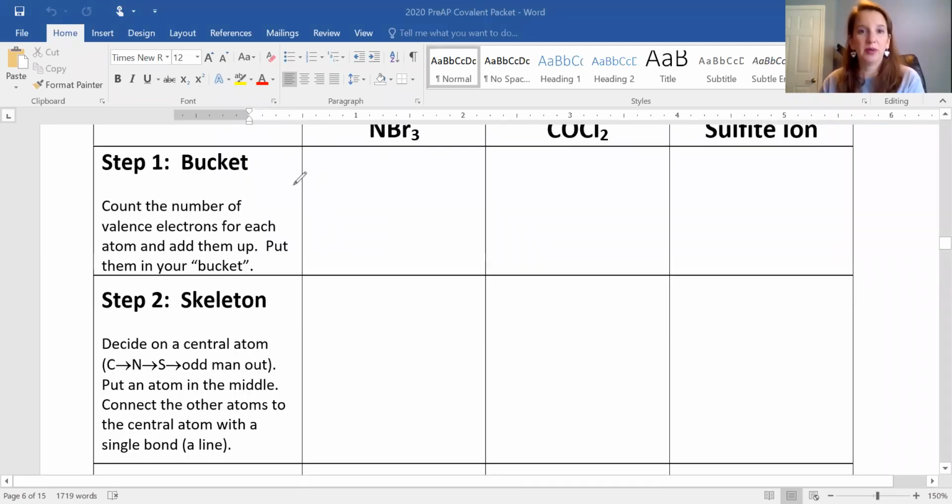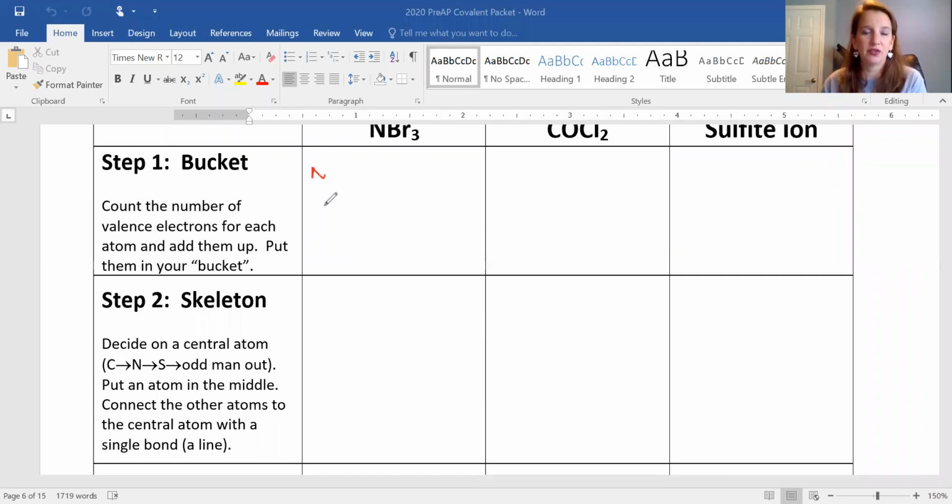So we want to fill our bucket with the valence electrons. When you look at the periodic table, nitrogen has 5 valence electrons and bromine has 7. There are 3 atoms of bromine, so that makes it 21. So we have a total of 26 valence electrons to draw in our structure. This is very, very important.